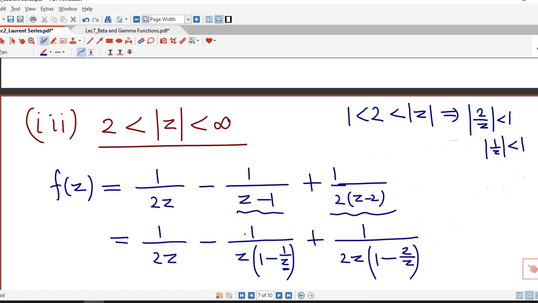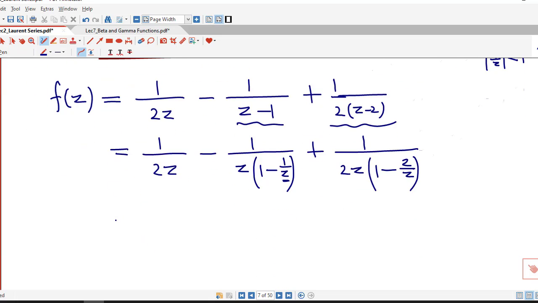1 minus 1 by z and 1 minus 2 by z. We can check here, if we multiply with z we have z minus 1, and if we multiply with z we have z minus 2. So this is fine. Now we write down this standard Maclaurin series.